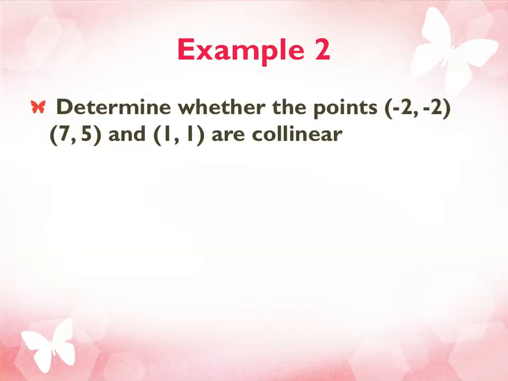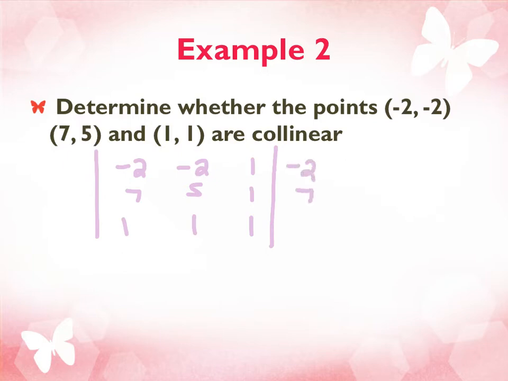So example 2 says determine whether the points (-2, -2), (7, 5), and (1, 1) are collinear. So I'm going to find the determinant of -2, -2, 7, 5, 1, 1, and then the last row is 1s. And if the determinant is 0, the answer is yes, and if it's not, then the answer is no. So I repeat those columns again to the right, the first 2 columns, and then I start my diagonals.